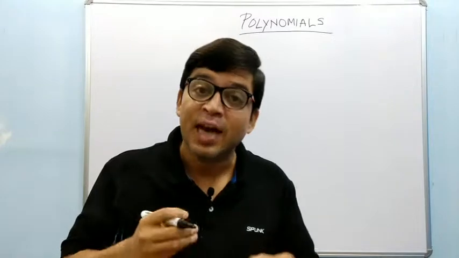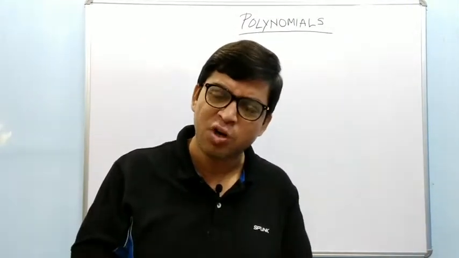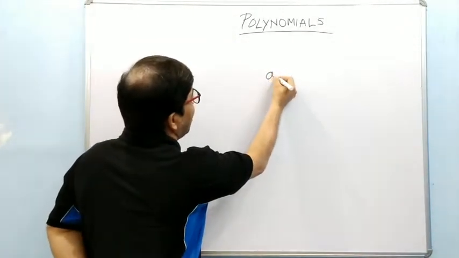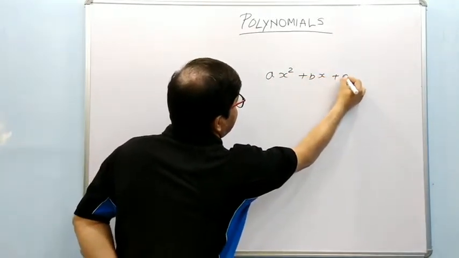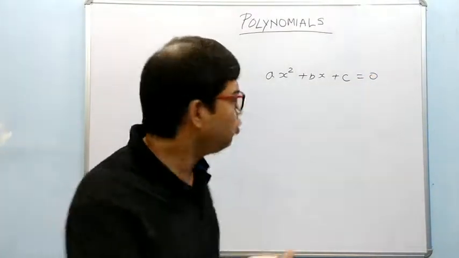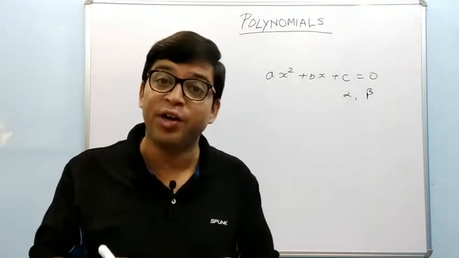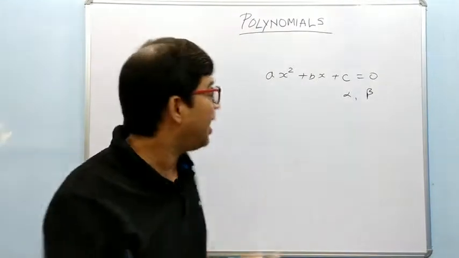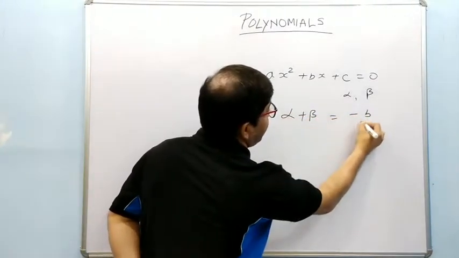Now we will see whether the sum and product of the roots have any relation with the coefficients or not. See, if a quadratic polynomial is ax square plus bx plus c, and the corresponding equation is equal to 0, its roots are alpha and beta. Then the relation you must know and remember all the time is that the sum of the roots, alpha plus beta, is equal to minus b by a.